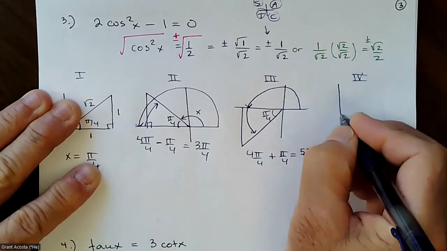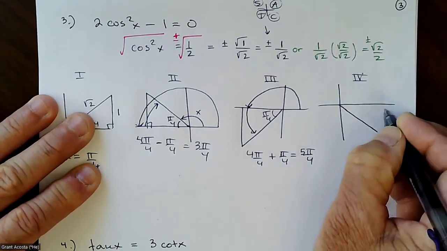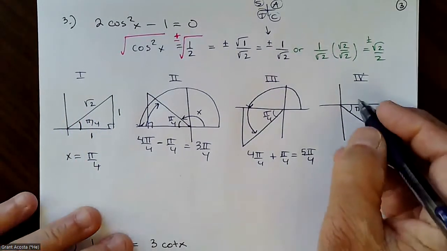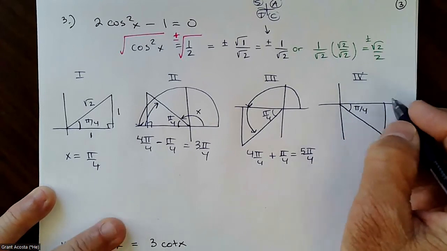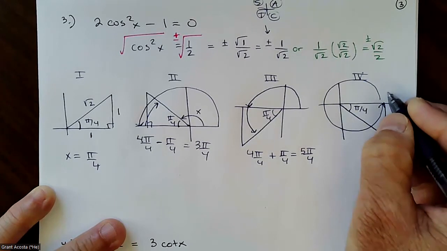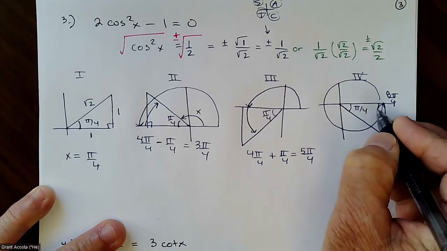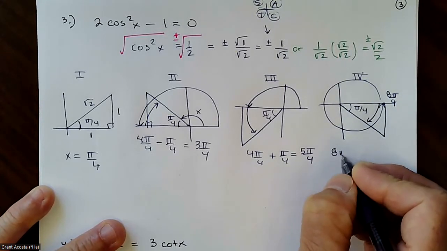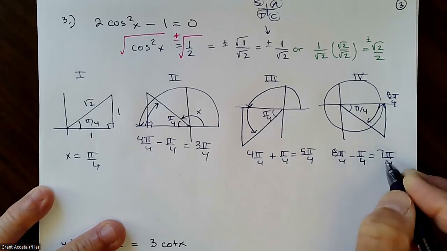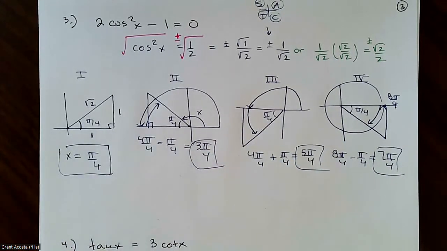And then finally, in the fourth quadrant, same reference angle. You start to see, depending on which quadrant it is, how you always find the angle. If you're in the fourth quadrant, what you want to do is go all the way around to here, which is 2 pi. In fourths, I'm going to think of that as 8 pi over 4, and then go backwards, meaning subtract. So I've got 8 pi over 4 minus pi over 4 is 7 pi over 4. 1, 2, 3, 4 answers.